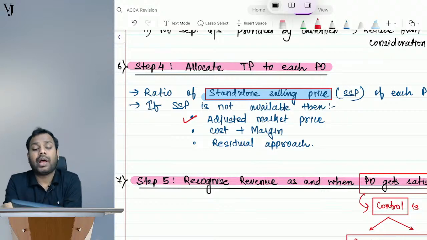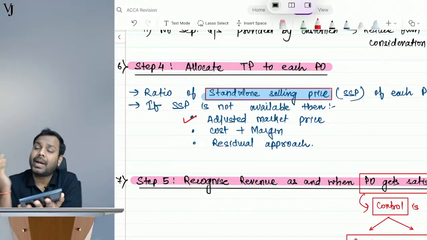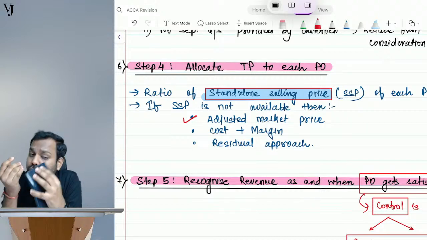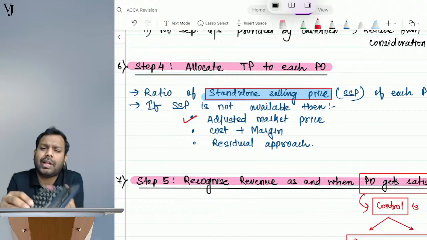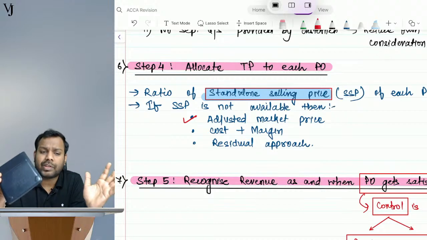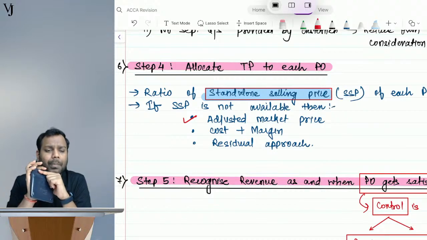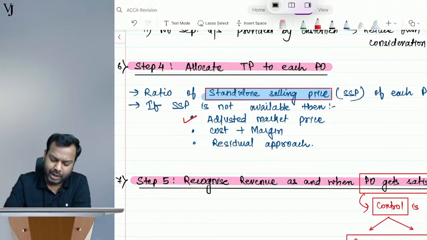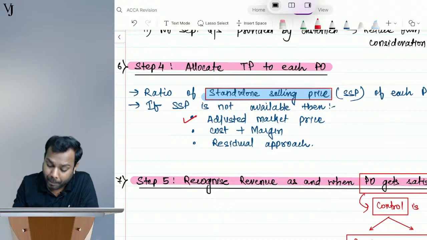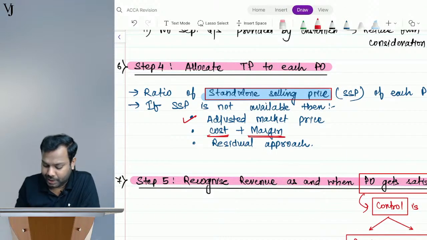Now let's suppose I don't know the standalone selling price of this calculator, and in the market also no one knows it. But don't you think at least I will know the cost of this calculator? At bare minimum, I will know the cost. I know the margin at which I sell the products. So I can take cost plus margin.